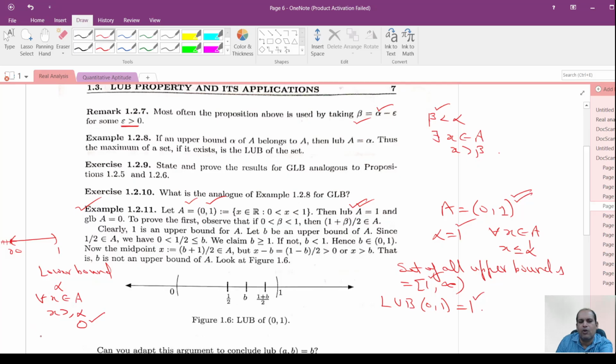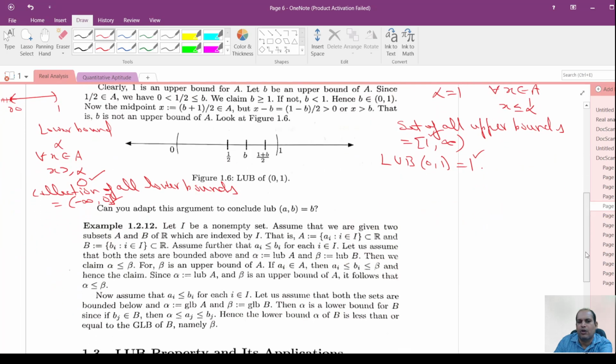So the collection of all lower bounds, I can write as the interval minus infinity to 0, closed at 0, and from this the greatest lower bound is 0. So that's what the greatest lower bound of set A is, 0. This is the technique we will use in doing all these questions.